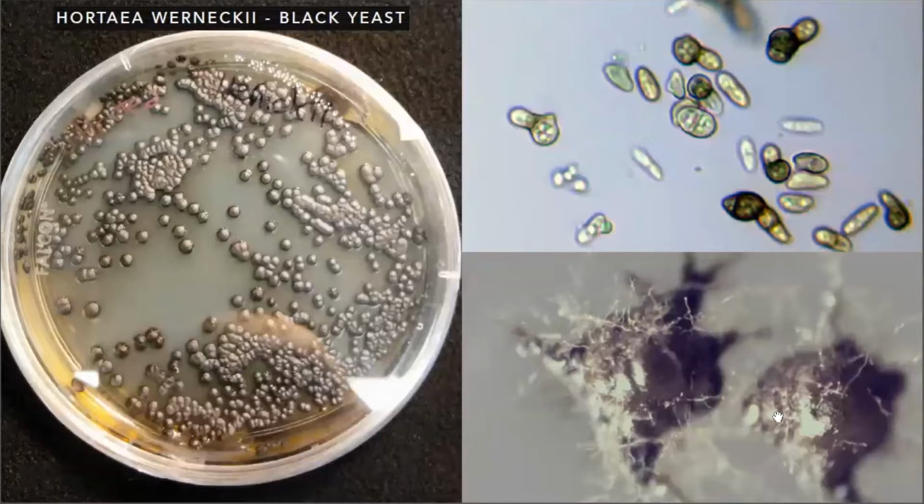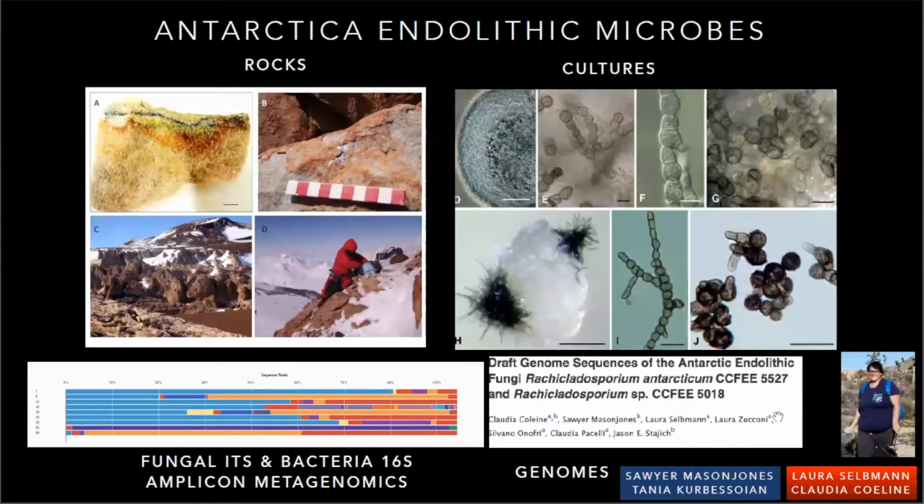And so if you look at these cells under a dissecting scope, you can see that they're actually these colonies that have hyphae coming out. So they're not really yeast, even though they make this kind of gooey black stuff when you look on the plate.